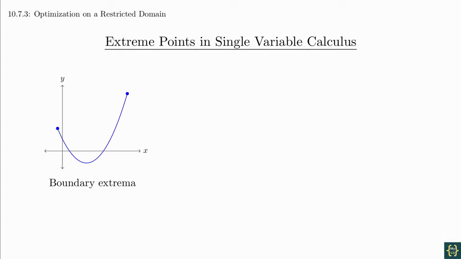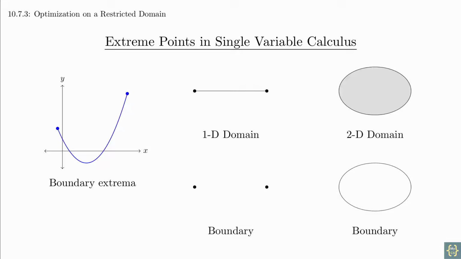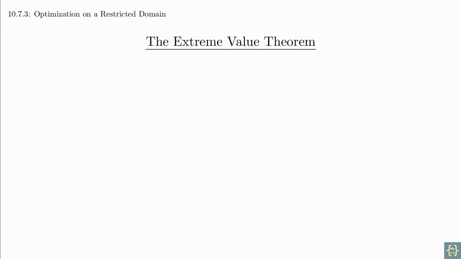There is a similar effect that happens in multivariable calculus. However, we need to be a bit more thoughtful. For a single variable function, the domain is a line segment, and the boundary is just the endpoints. For a function of 2 variables, the domain is a region in the plane and the boundary is a curve, and we have to check the entire curve for extreme values. But before we do that, we will state the extreme value theorem, which also has a single variable calculus equivalent.